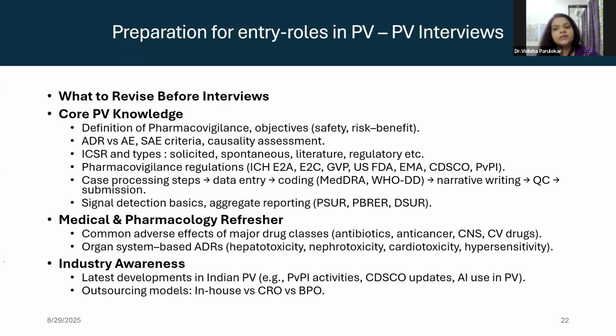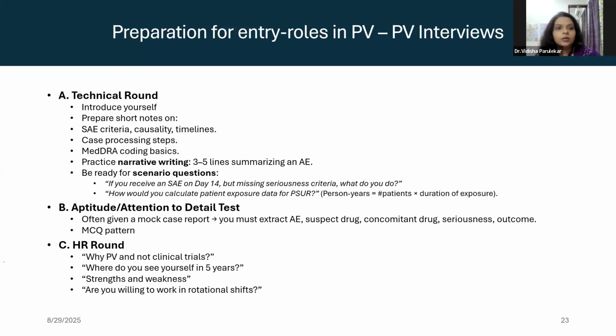So organ-based toxicity is related to, let's say, anti-cancer, etc. So all this basic pharmacology knowledge is required, and then industry awareness with respect to the latest developments in the PV industry and outsourcing models, which I've already covered before. That's optional, but you need to have these PVPI activities, updates, and of course, artificial intelligence use in PV. All these you should know.